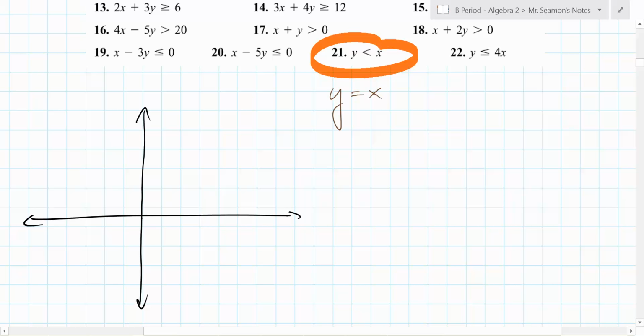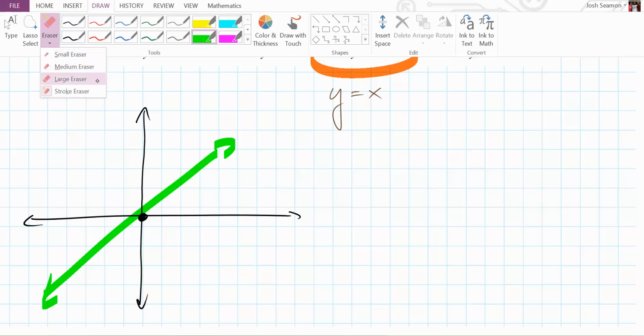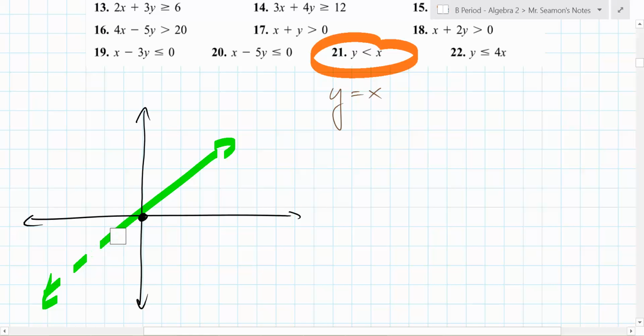So you know that this has right there 0, 0. What's the slope of that line? Positive 1. So you go up 1 over 1, up 1 over 1, up 1 over 1. You should just off the top of your head know that it's going to look like that. Is this dotted or solid, Gabby? Solid. Why? Correct. So you make it dotted. And now you need to figure out which side to shade.